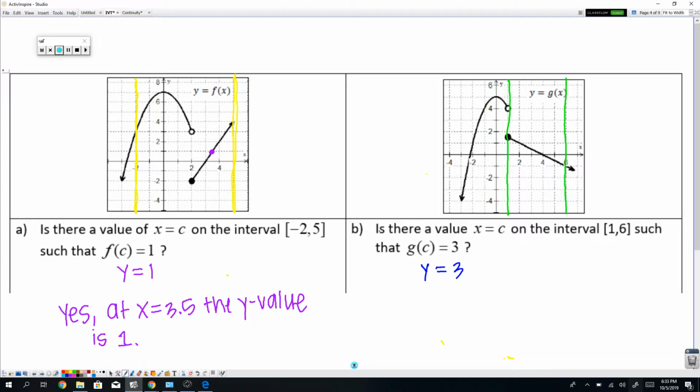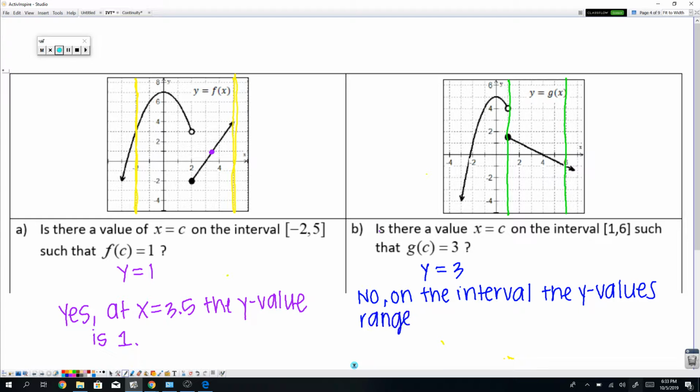So the question is, when you're scanning, is there anywhere that you can say that y equals 3? And the answer would be no here. So you'd say no. And then what we're going to say is on the interval, the y values range from -1 to 1.5, and 3 is not in between those.